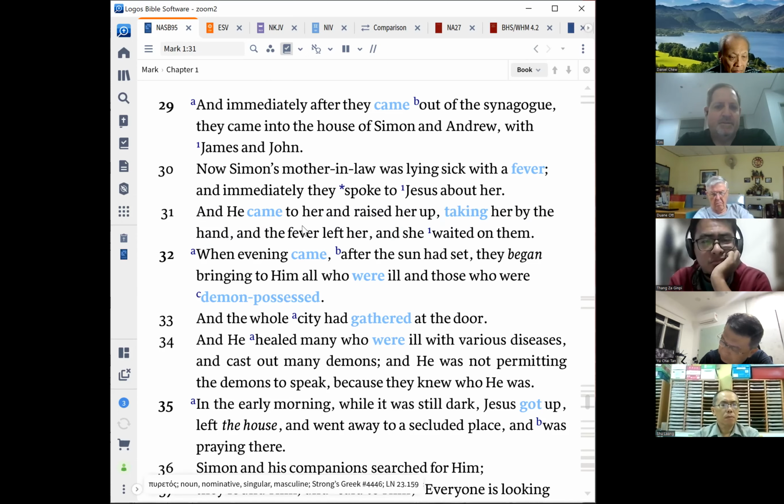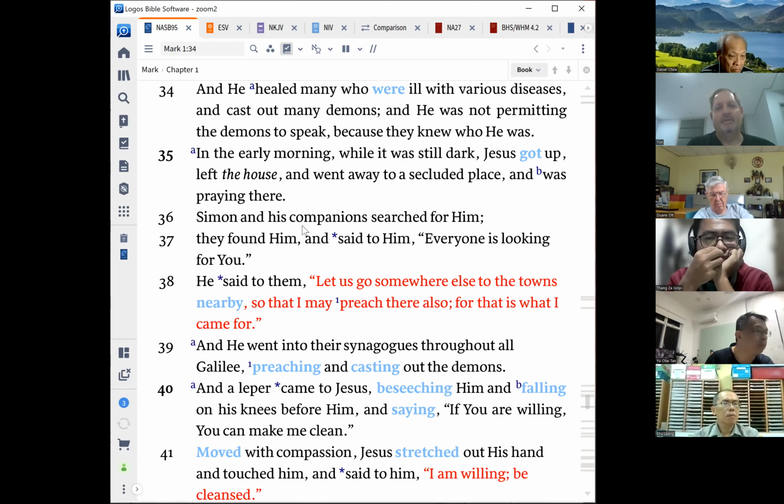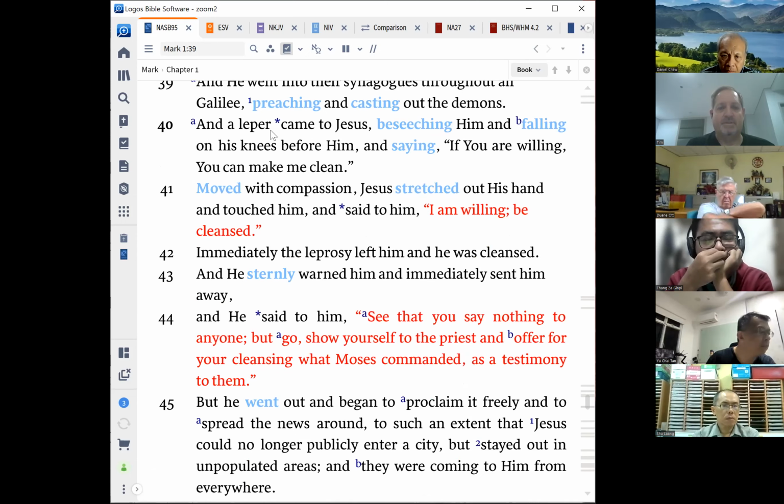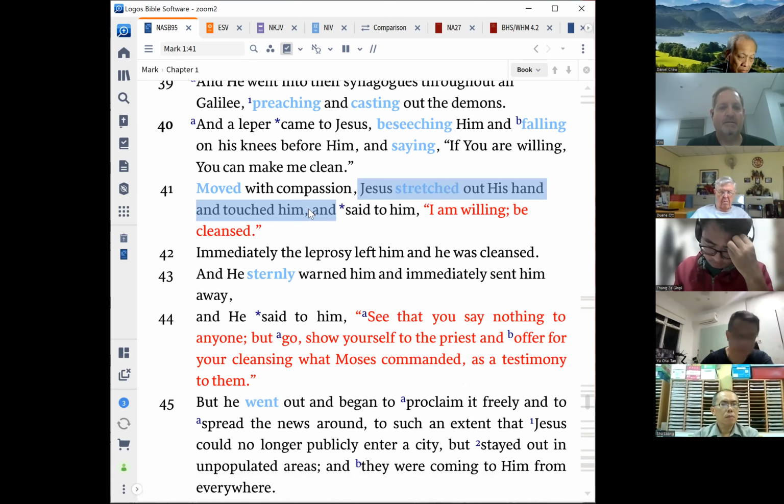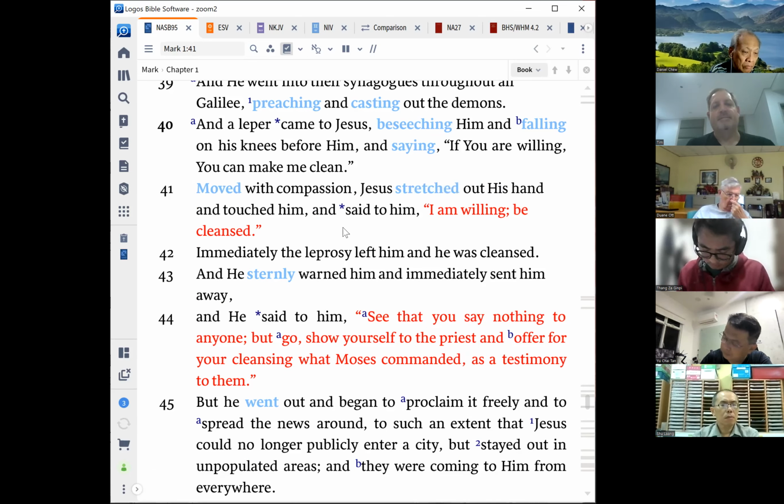And the reason I bring it up is because not long after this, just a few verses later in Mark, he talks about a leper. Mark brings up the story of the leper that comes to Jesus, falls on his knees. If you're willing, you can make me clean. And then notice verse 41. What's it say there? Moved with compassion, Jesus stretched out his hand and touched him. That's an interesting detail to include here. Mark could have just simply indicated the dialogue, where the man says, if you're willing, you can make me clean, and then he could have just jumped to Jesus said, I'm willing, be cleansed.